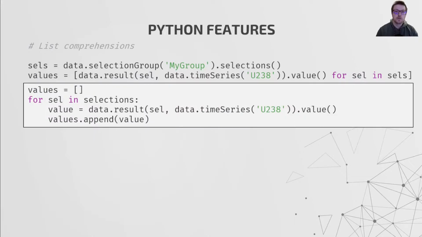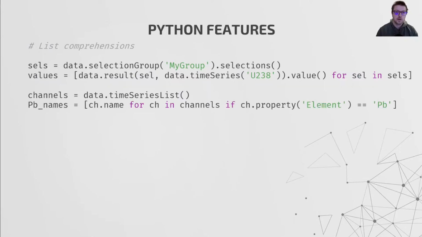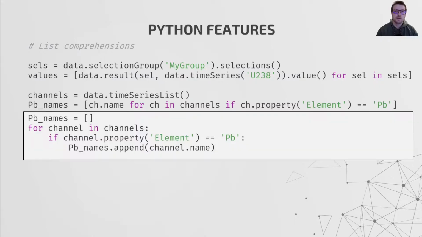The equivalent code using a for loop might look like this. Here is another example, list comprehension. This time, I'm starting with a list of channel objects retrieved from iolite, and I am making a new list with the channel names for each channel in our original list of channels if the element property is lead. The equivalent code using a for loop and if statement might look like this.